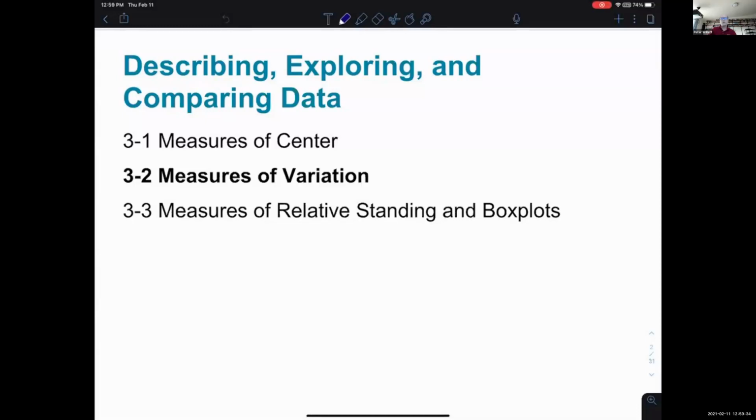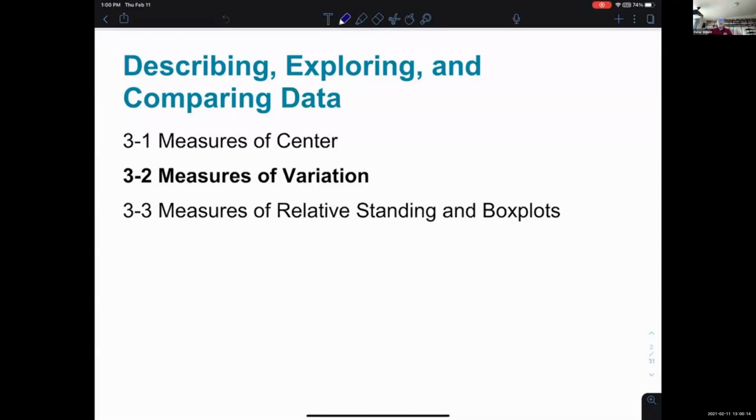So in 3.2, instead of looking at measures of center, we're going to look at measures of variation. And so measures of center was ways to try to understand kind of where the middle of the data is. Measures of variation will be ways to give us a sense of how much the data values varied from one another. If you think about a distribution of data like we did in chapter 2 with a histogram or things like that, then variation is kind of about how far apart the data is spread. And there's more than one way to think about that.